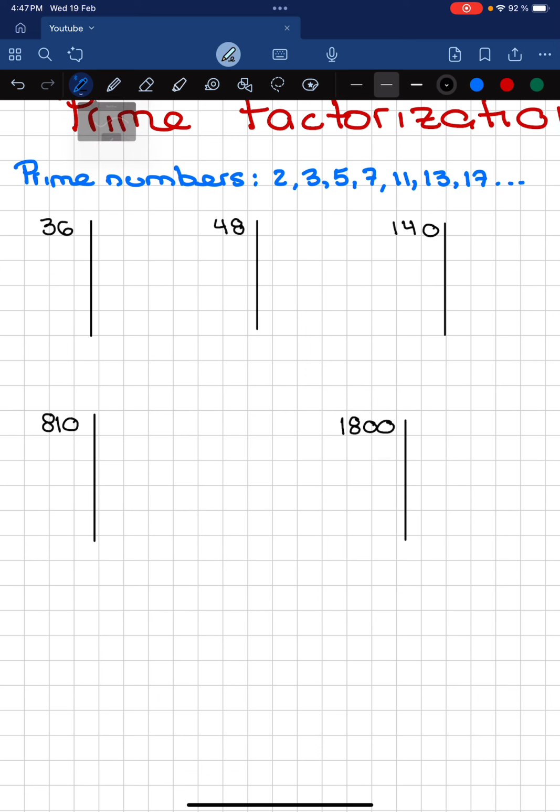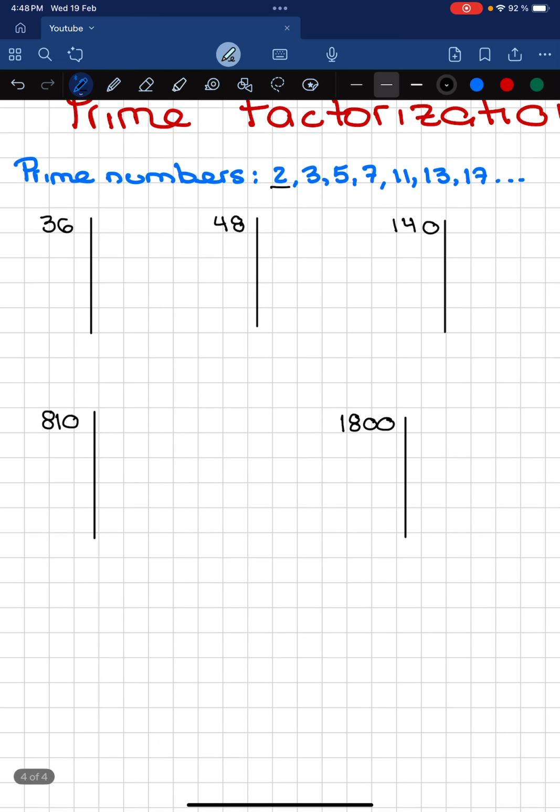So, we have 36 here. Is 36 divisible by 2? As you know, in this, we can use divisibility rules. The divisibility rule of number 2 tells us that 36 is divisible by 2 because 36 is an even number, because the last digit is even. That's why we're going to divide it by 2. That means that in front of the number, we put the number that we're going to use to divide. And below, we're going to put the answer. So 36 divided by 2 is 18, okay?